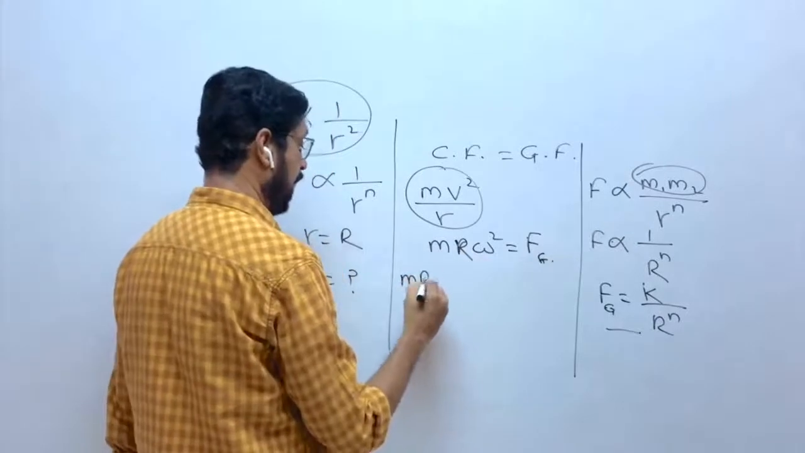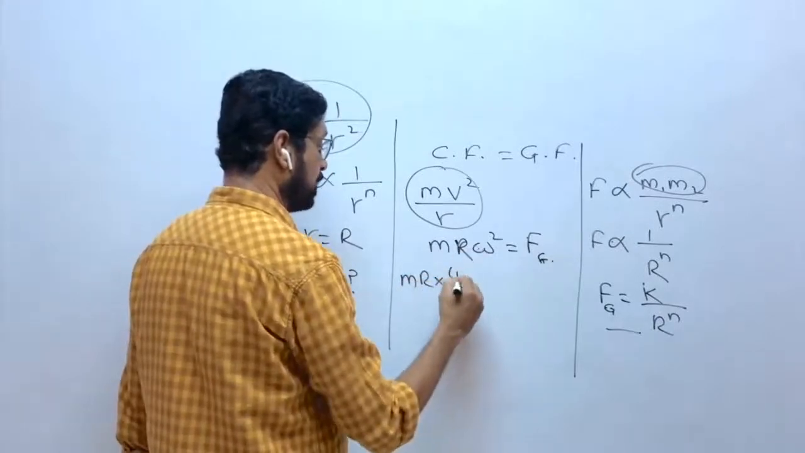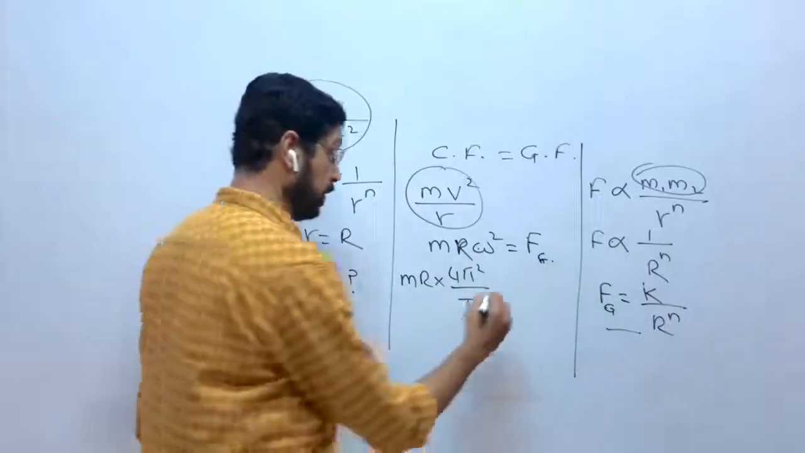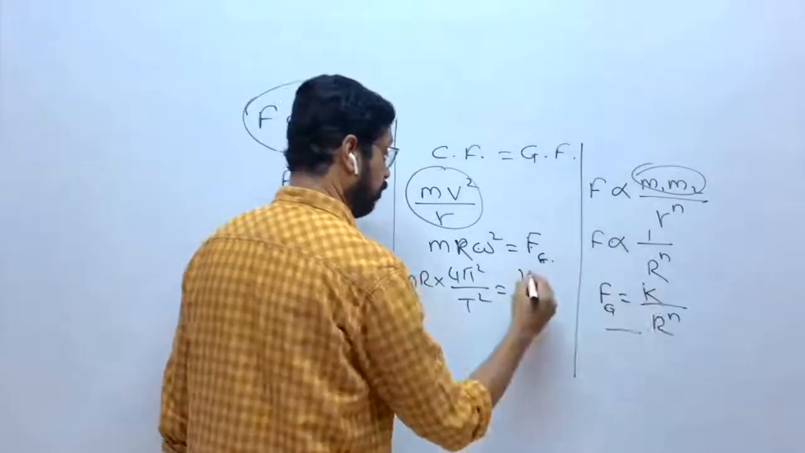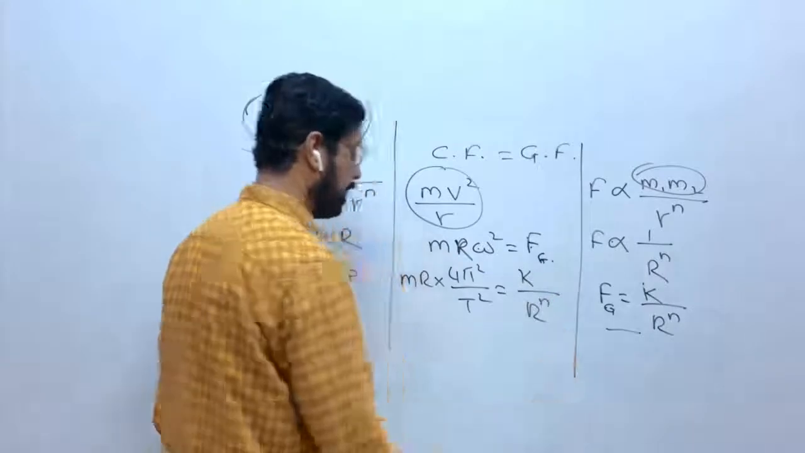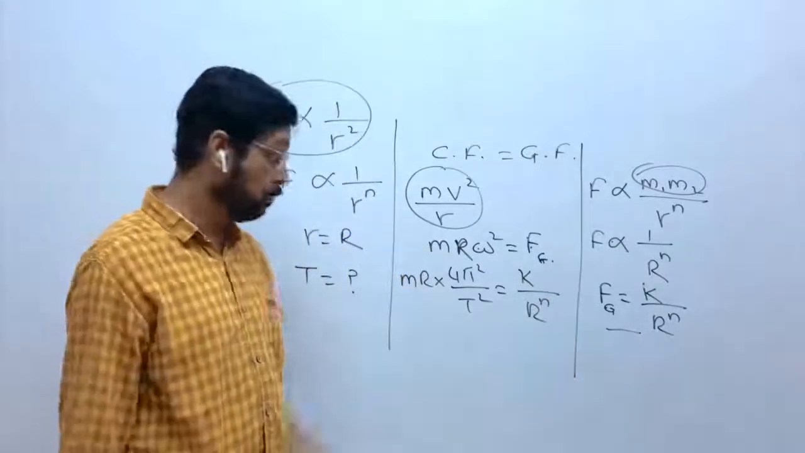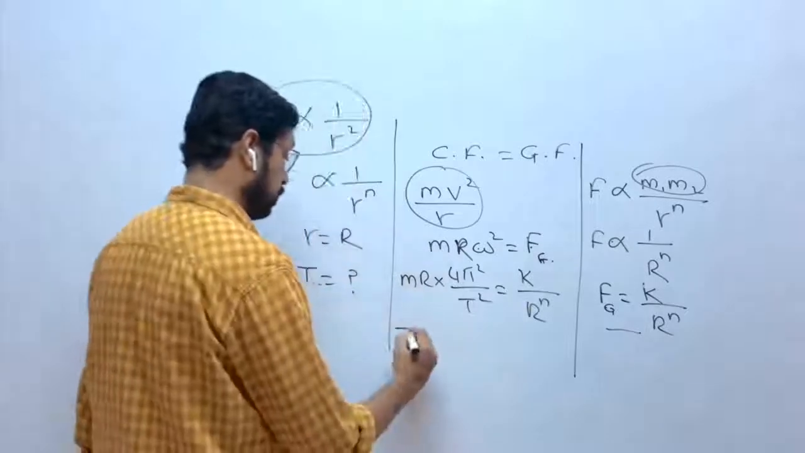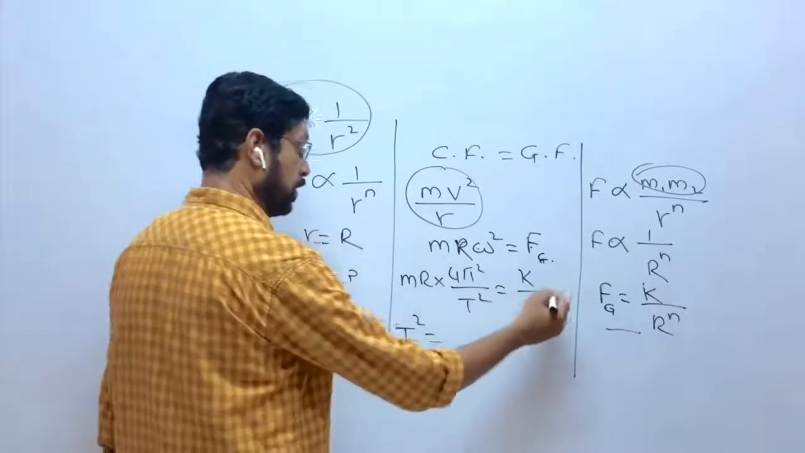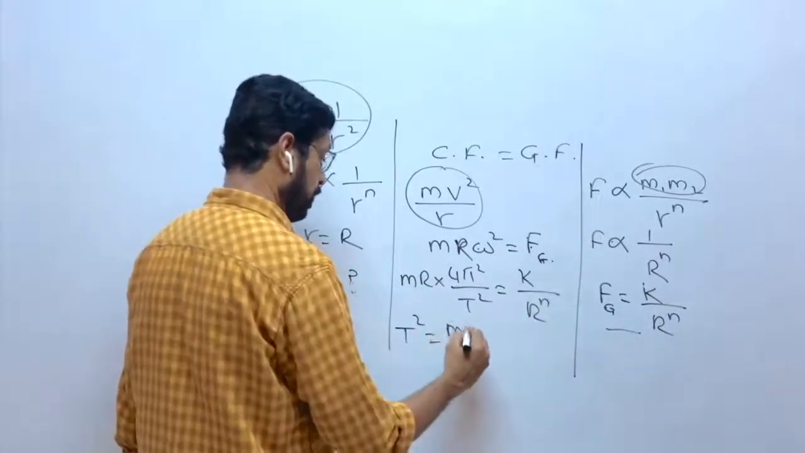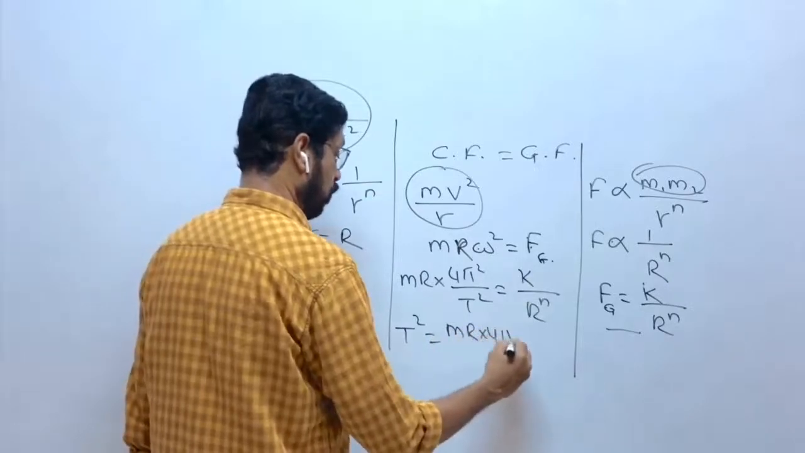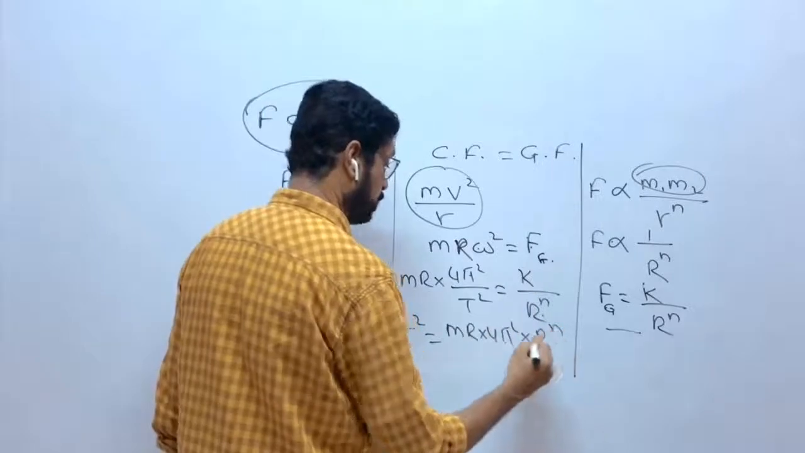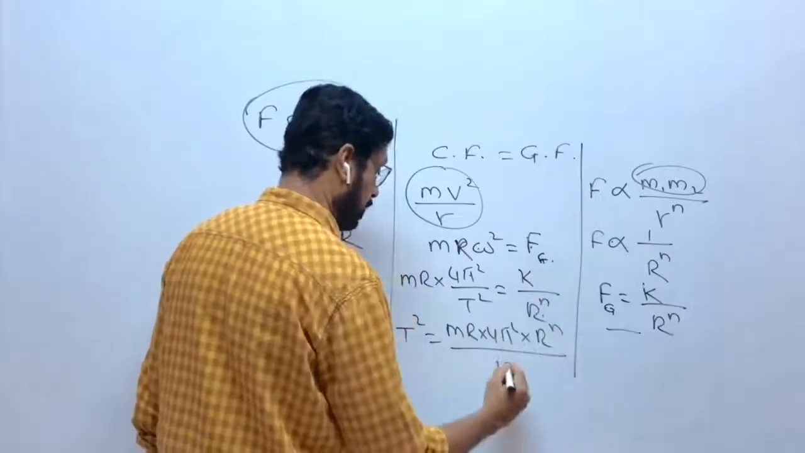So m r into omega square, 4 pi square upon T square, is equal to the gravitational force k upon r raised to n. We have to find the periodic time, so take it to the other side. So T square will be equal to m r into 4 pi square into r raised to n upon k.